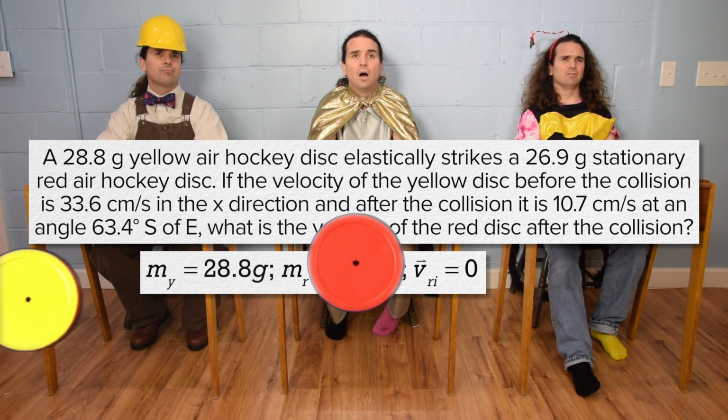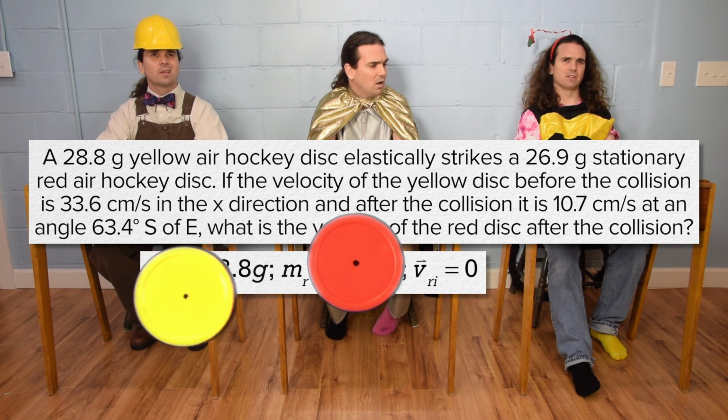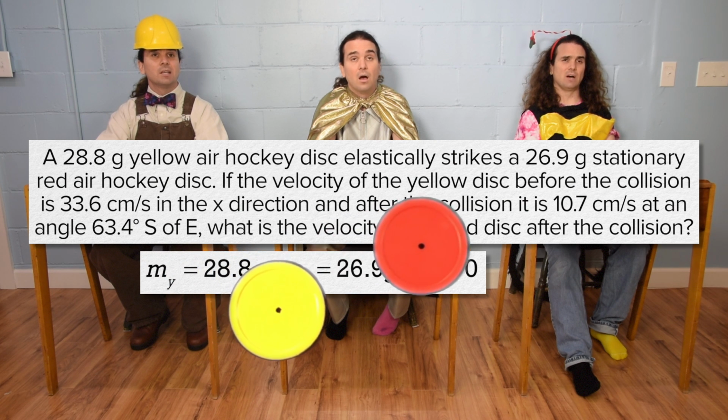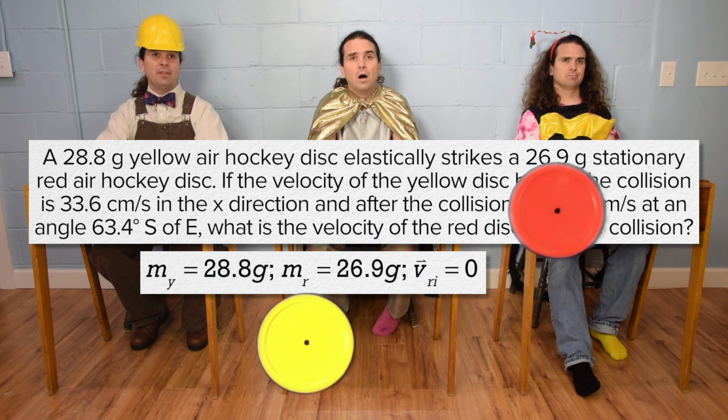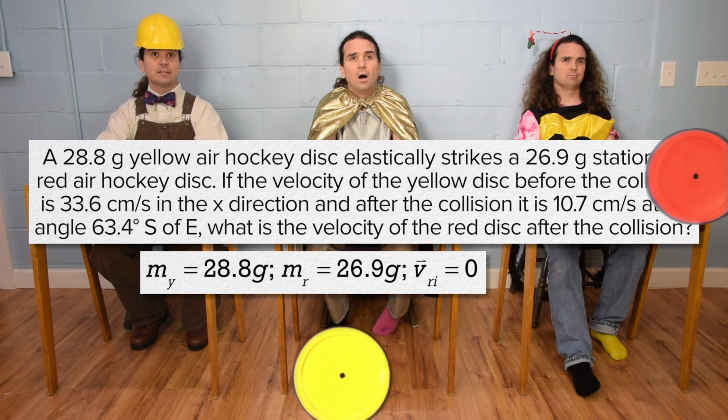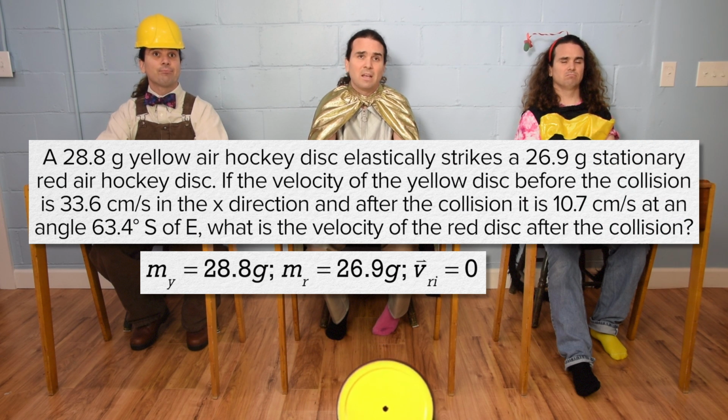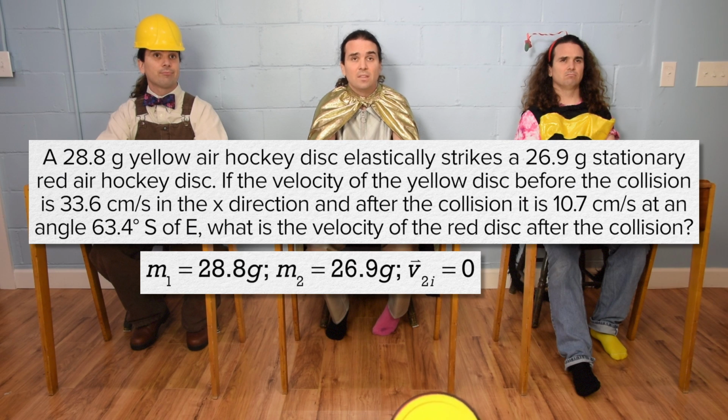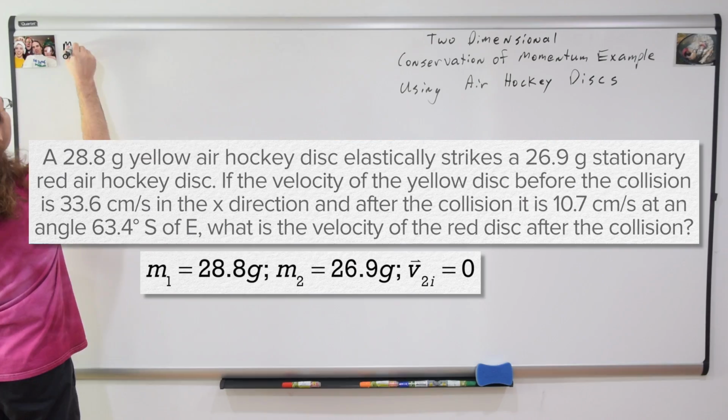I think it would be confusing if we use Y for yellow and Y for Y direction. Maybe we should label them disc number 1 and disc number 2. Sure, let's make the yellow disc number 1 and the red disc number 2.